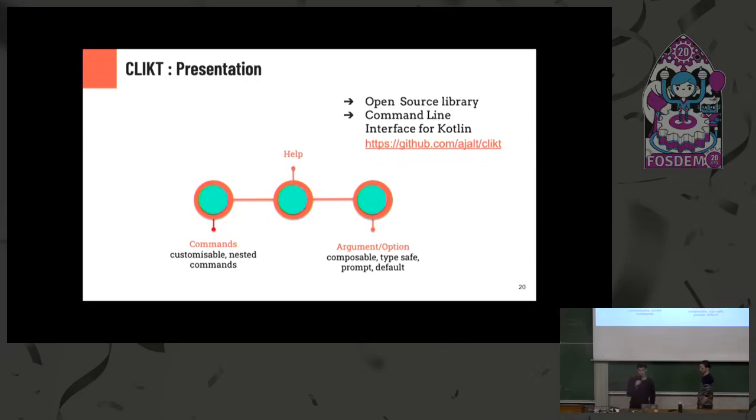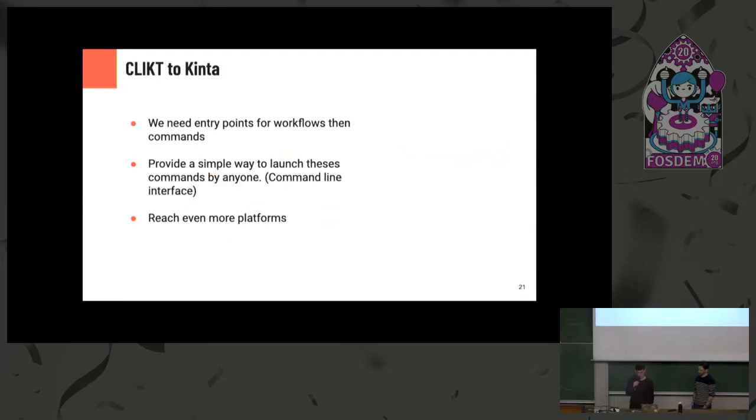For parameters, you have arguments and options that are composable and type safe, so it's very easy to declare a double or an enum for an argument. You have prompt and default. Why do we base Kinta on Clikt? It's in fact because for Kinta we have some workflows, some dedicated global tasks we want to achieve. So we need entry points for these workflows, and what else than commands for that? It provides a simple way to launch these commands by anyone, because more or less all developers know about command line interface. So it makes things simpler for every developer and every platform.